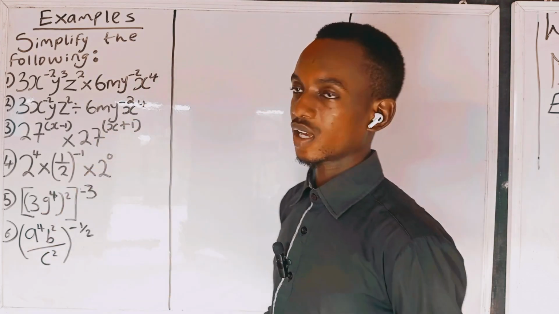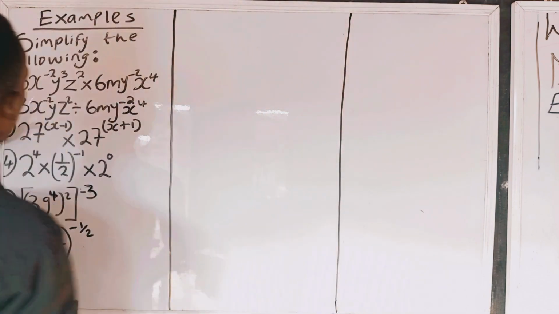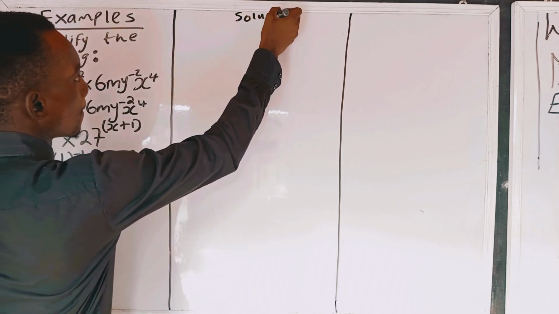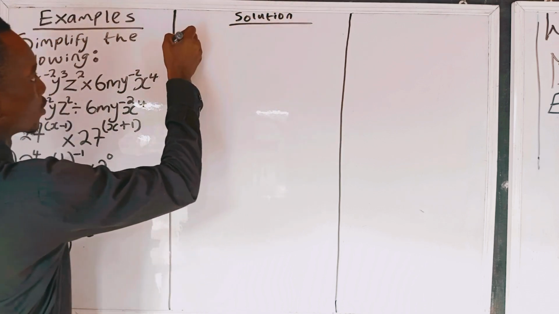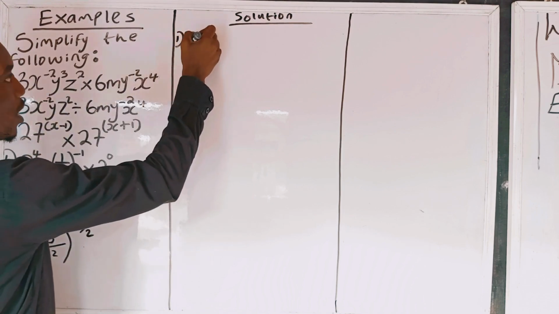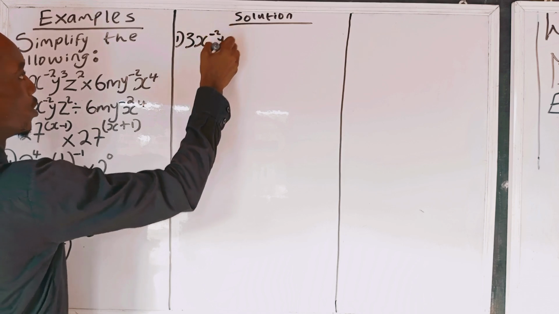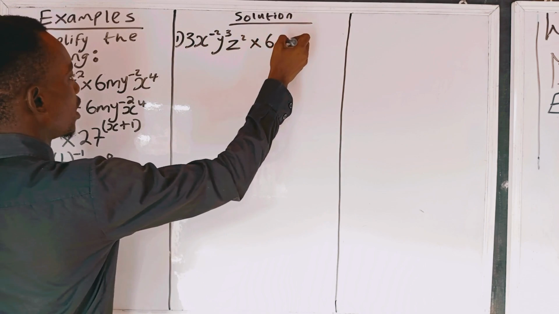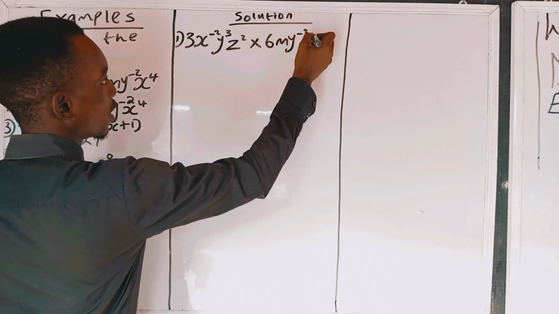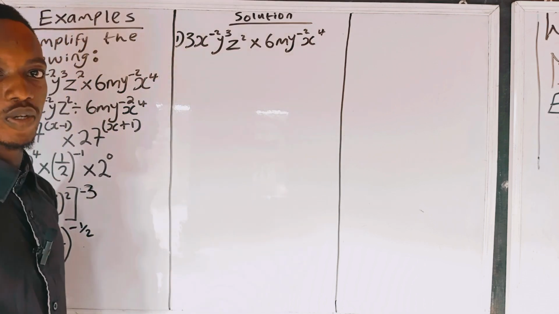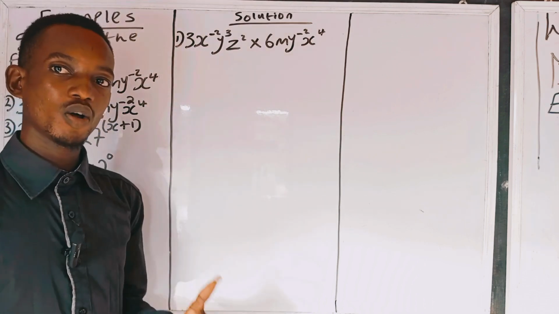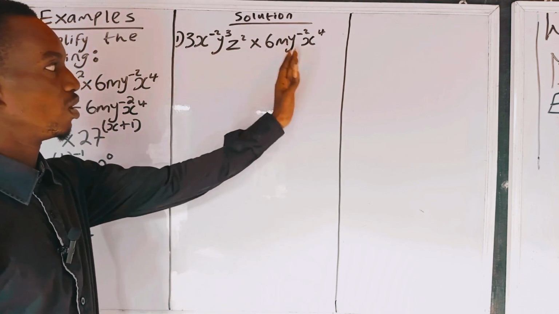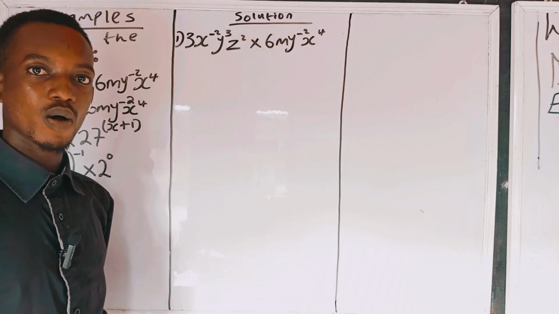So now the first example. The first question is 3x to the power of negative 2, y to the power of 3, z squared, times 6m y to the power of negative 2, x to the power of 4. Now, how do we solve this? Don't forget from the law of indices that when we multiply two indices like this, we are going to add their powers.